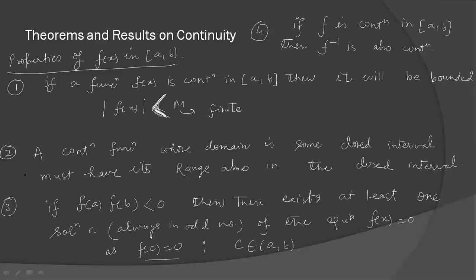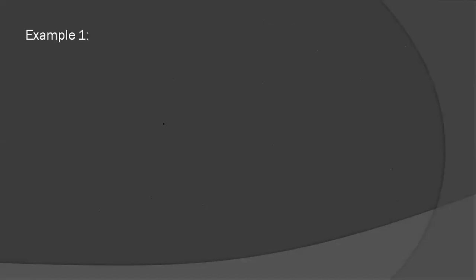Okay, there is a correction. Fx is bounded when it is less than or equal to m. It can also be equal to m. So bounded means mod of fx is less than or equal to m. Okay, so these are some important properties and results based on continuity. Let's see some examples. Example 1.